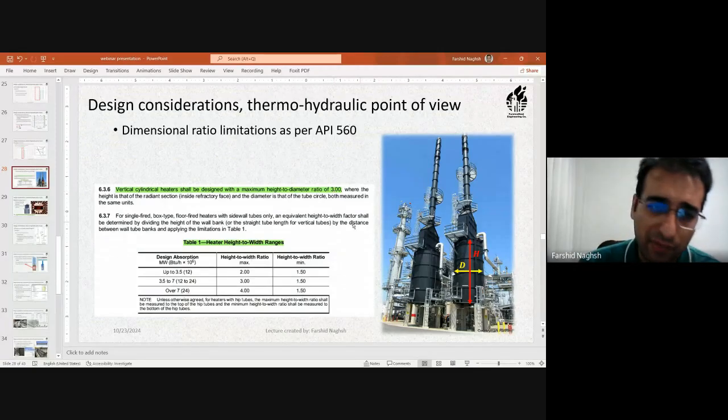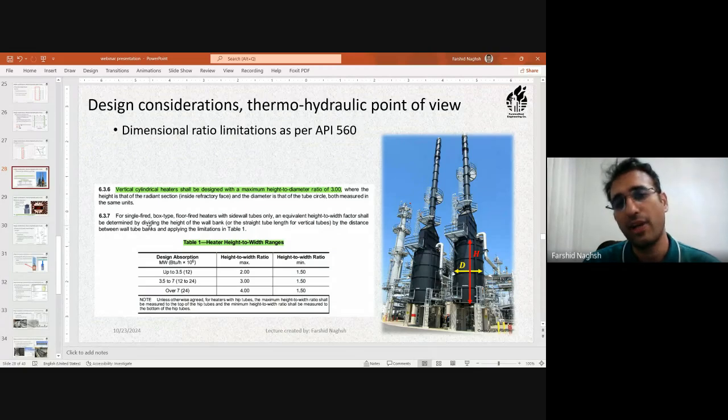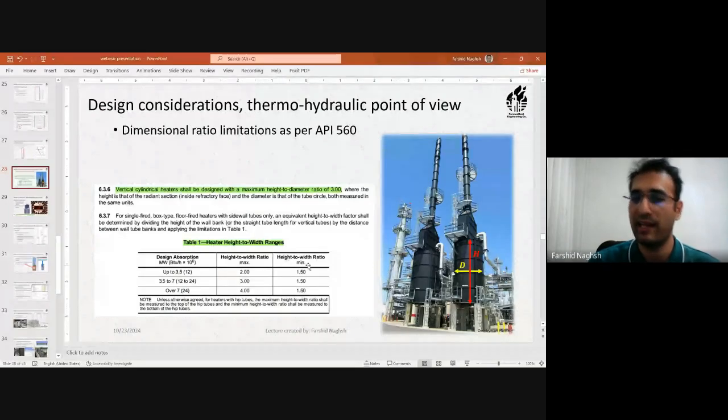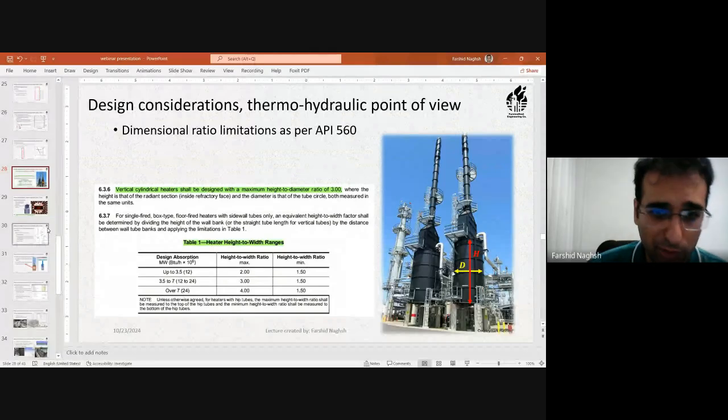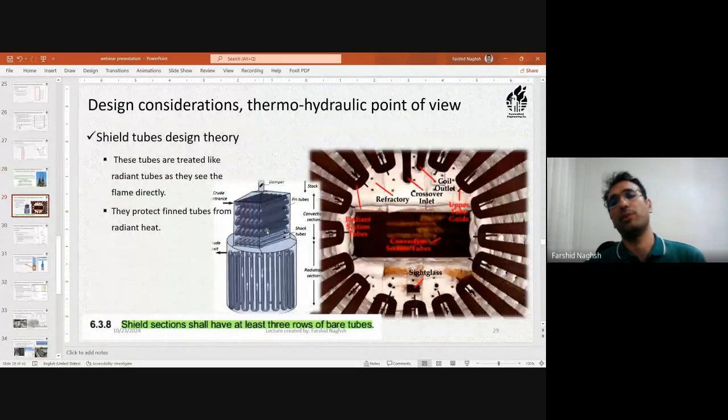Also, we have a criterion for single-fired box-type floor-fired heaters with sidewall tubes. We also have different height to width ratios, at maximum and also at minimum, for box-type heaters. You have to conform to them to have a uniform heat distribution. Okay.